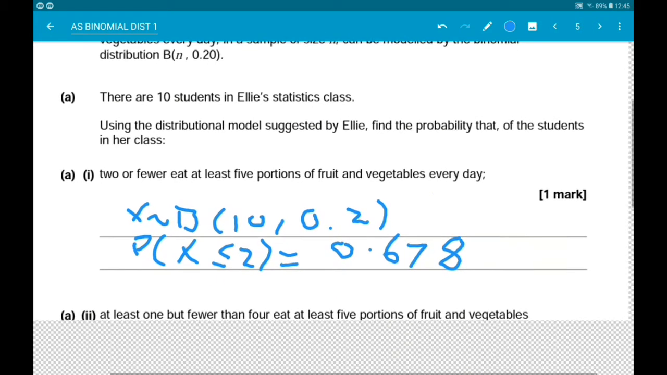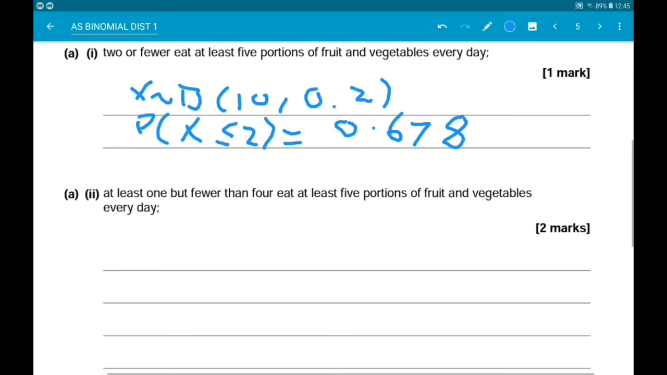Okay, then part 2 wants the probability that at least 1 but fewer than 4 eat at least 5 portions every day. So let's think about that. We want at least 1 but fewer than 4. So we want the probability that X is greater than or equal to 1 but less than 4.